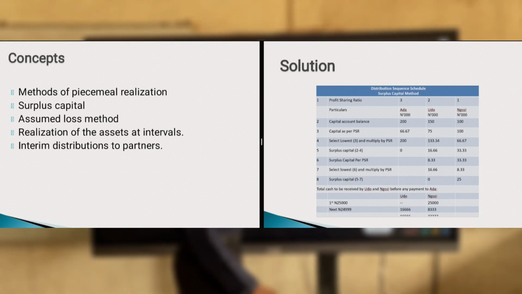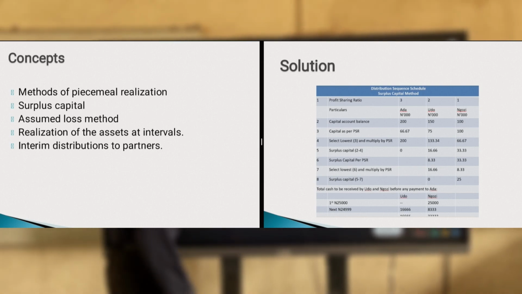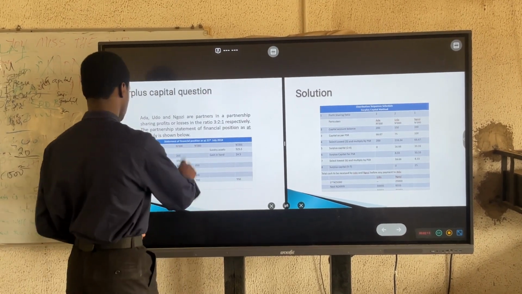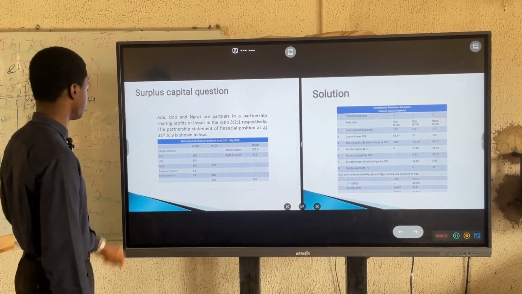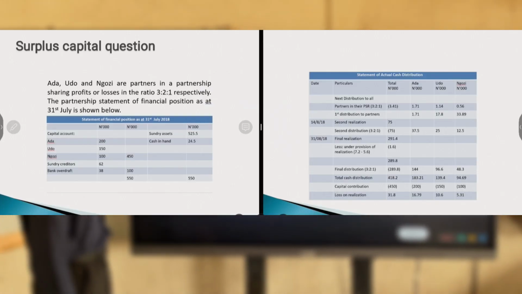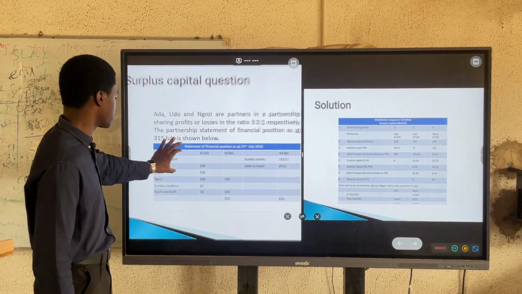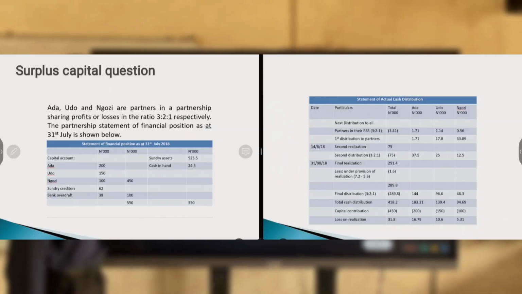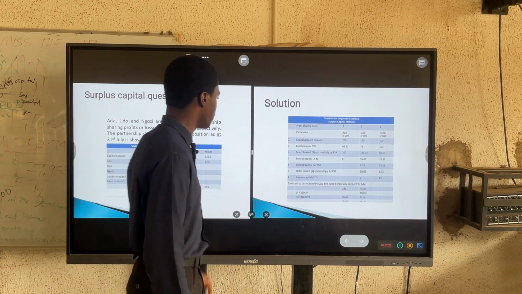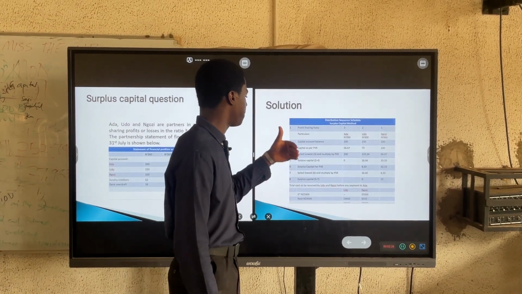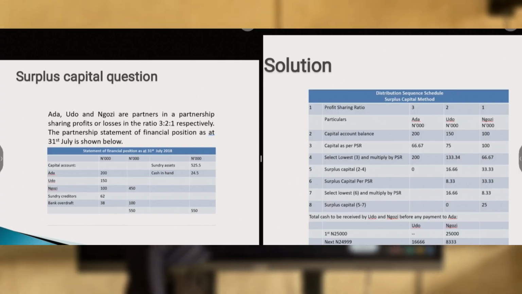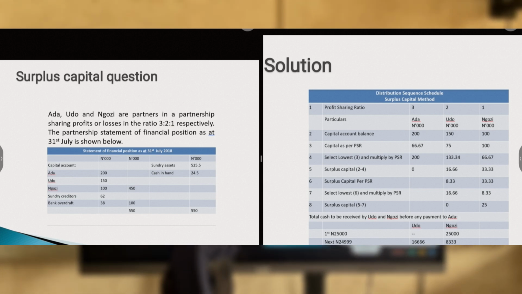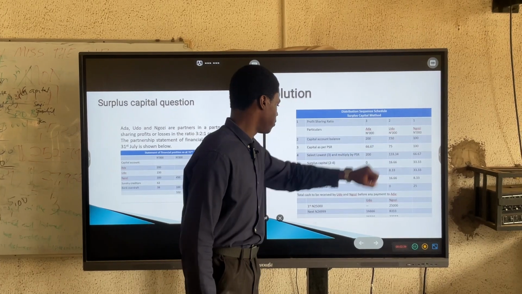And also we have the capital account balances. Where did they get the capital account balances? I suppose that should be from the financial statement they give us in the question, which was this. So look at the capital account balances in the question, which is 200, 150, and 100. That's how they got those figures there. And then we have the capital as per profit sharing ratio. So you simply do this divided by this, meaning your capital account balance divided by profit sharing ratio. You get these 3 figures.